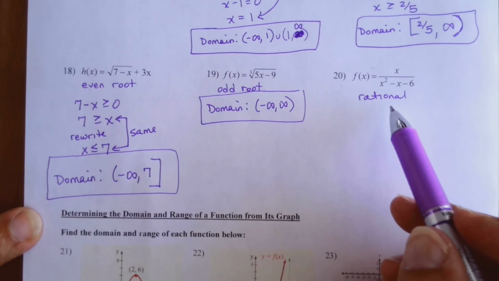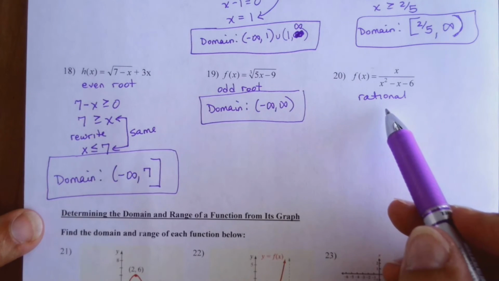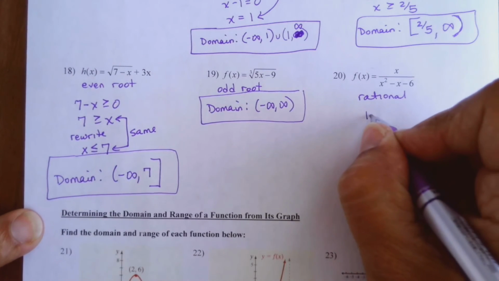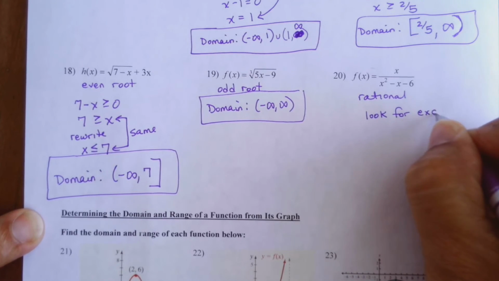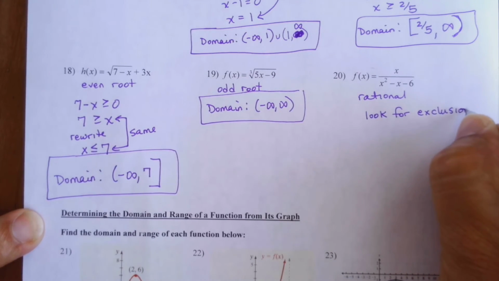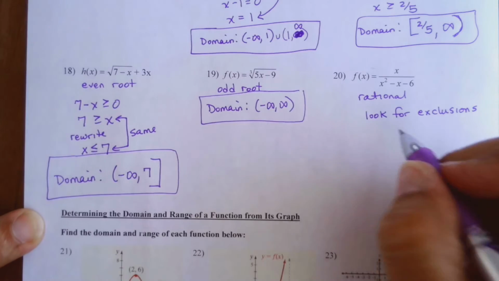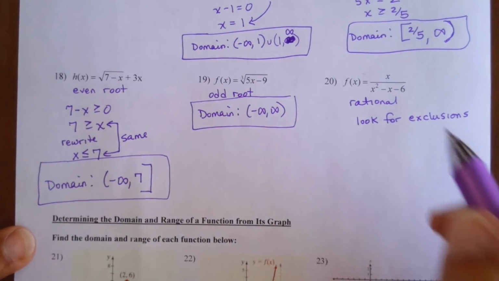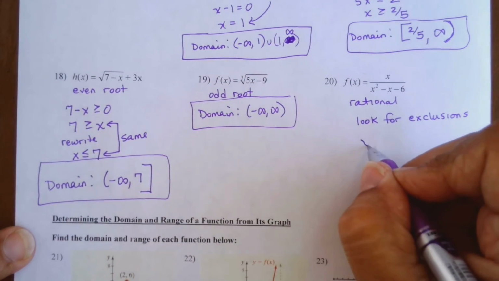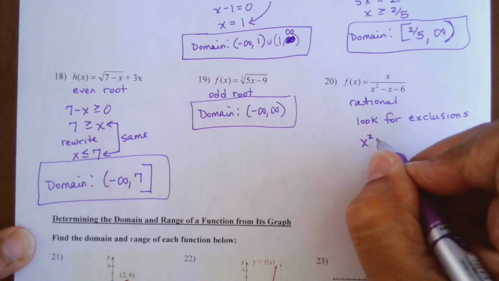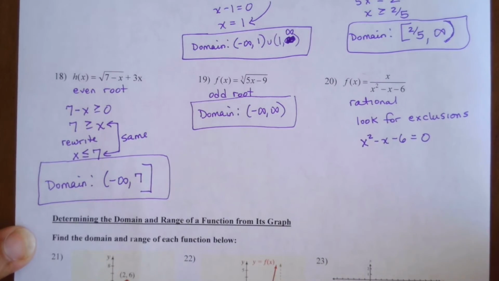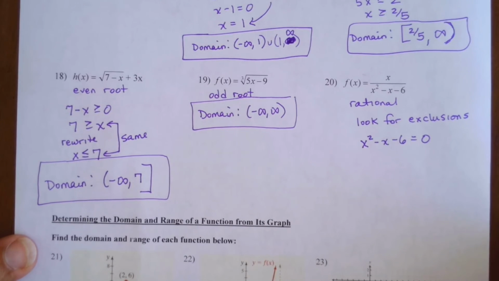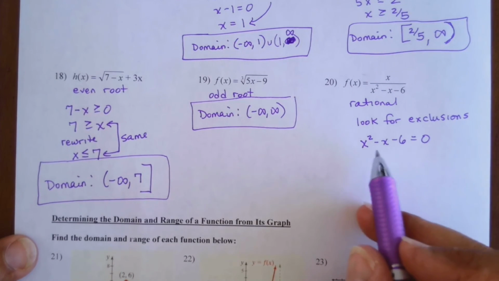So now we're back to rational functions. So on rational functions, remember we got to look for the exclusions. We're just taking certain numbers out. Okay. All right, so how do we look for the exclusions? We take the denominator, x squared minus x minus 6, set it equal to 0, and solve that. Okay. All right, well, how do I solve this?